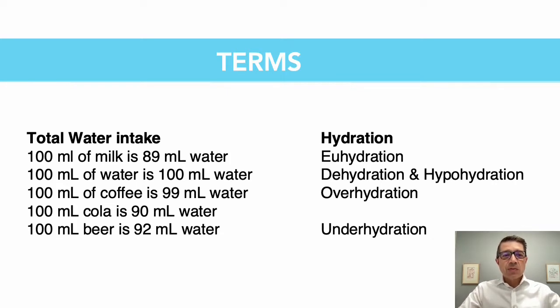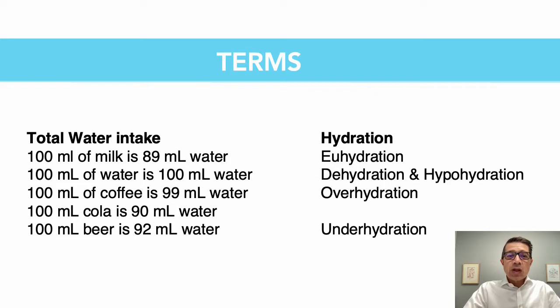Hydration, we have different terms. We have the term euhydration, referring to your body having an optimal or good amount of hydration. So this is where you want to be. We want to be euhydrated. We use the term dehydration or hypohydration, referring to the water deficit.